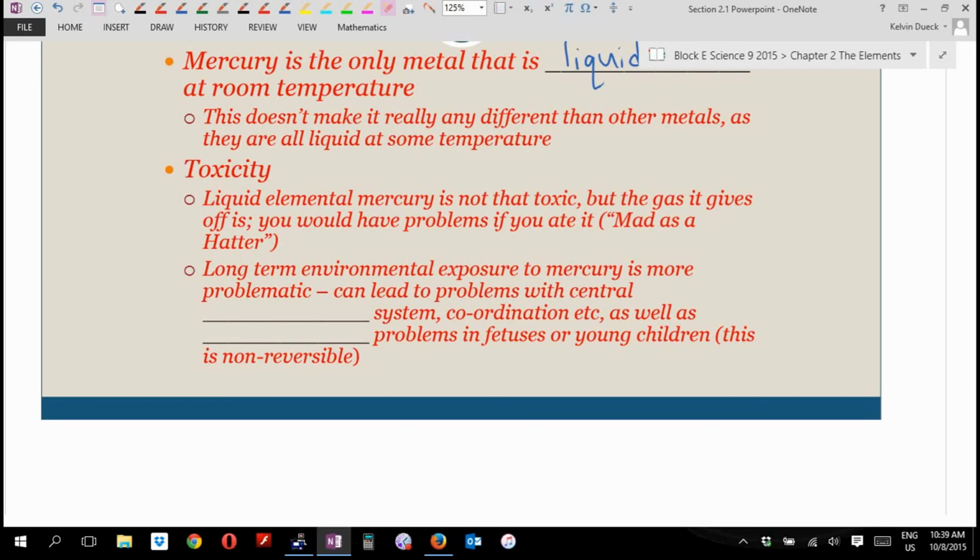So if you're around mercury, don't breathe it. There is some mercury in fluorescent light bulbs. If you are in a room and a fluorescent light bulb breaks, leave for a few hours. You just don't want to breathe it. We have no technology. If you breathe in mercury, we don't know how to get it out of your body, and it doesn't pass through your body. It just stays there.